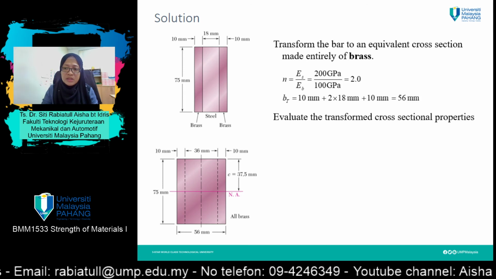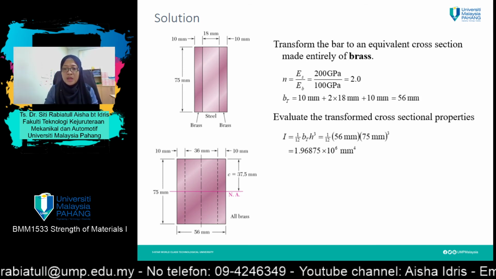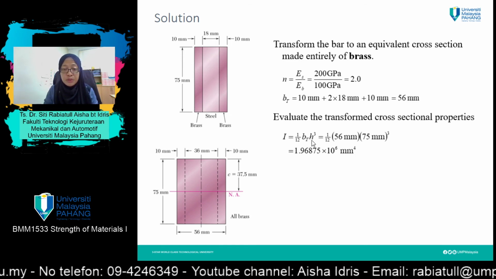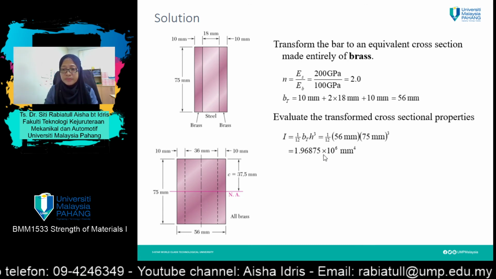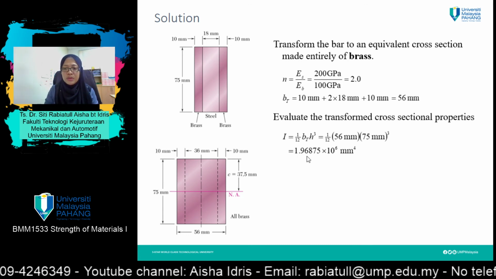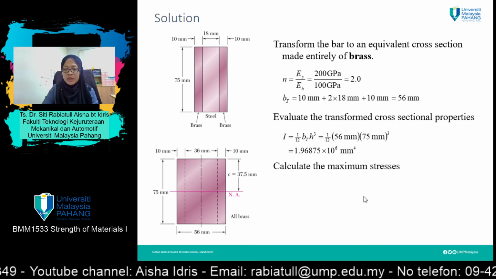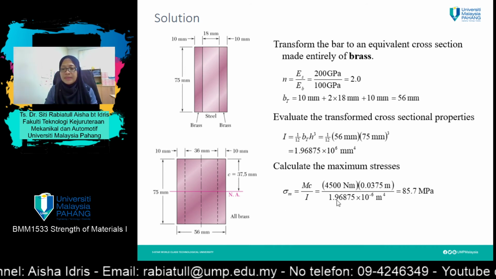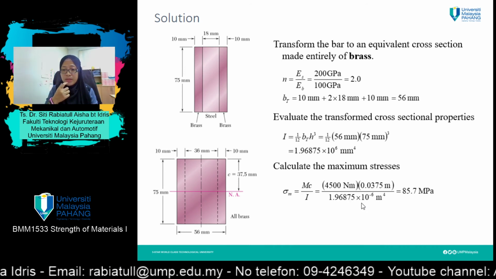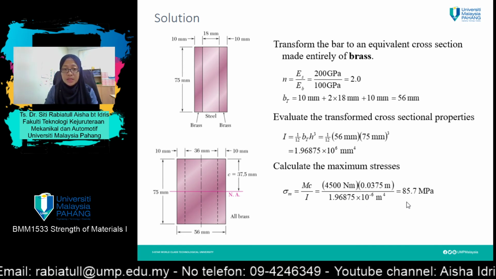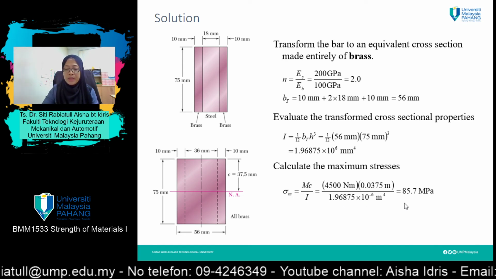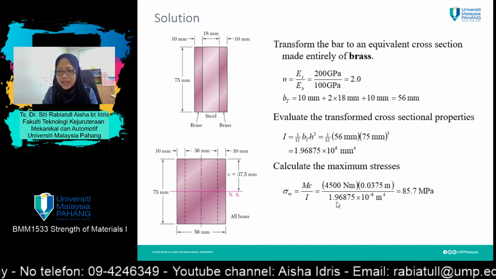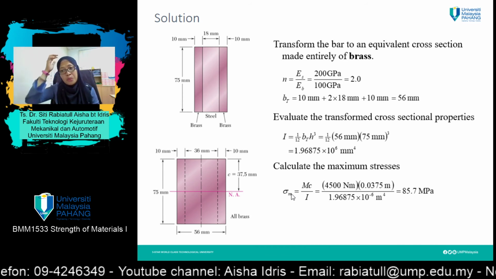After that, evaluate the transformed cross-sectional properties. For a rectangle, I equals bh cubed divided by 12. So I equals this value. Then calculate the maximum stress using the flexure formula. Substitute all the information into the formula and you'll get the value of maximum stress equal to 85.7 megapascal. Basically this is sigma maximum for brass.